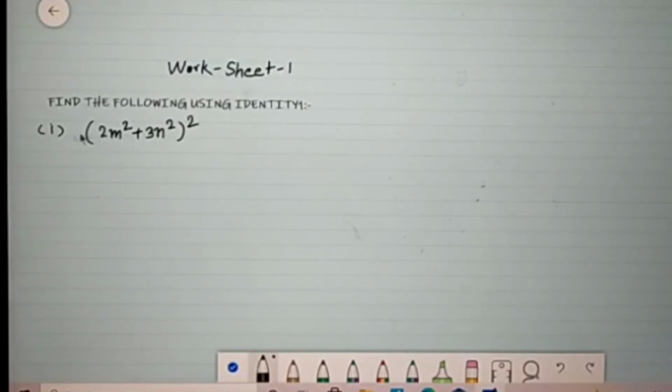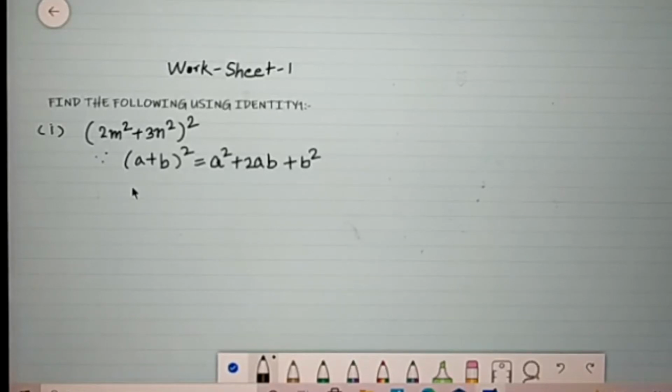This is worksheet 1. Find the following using identity 1. So we have to write down what is identity 1. Identity 1: (a + b) whole square is equal to a square plus 2ab plus b square. This is identity 1.